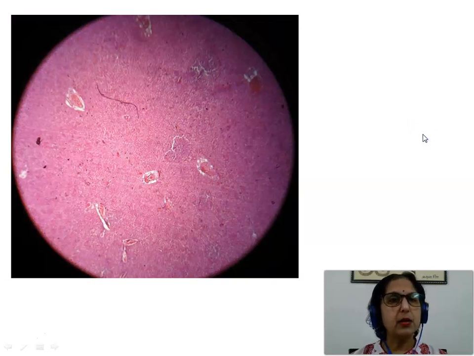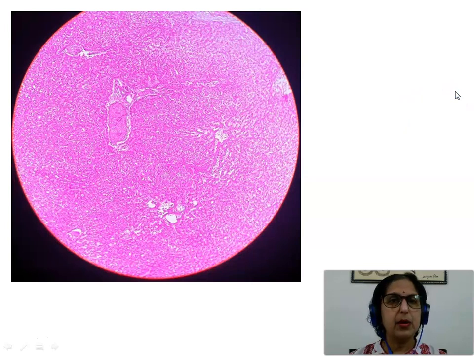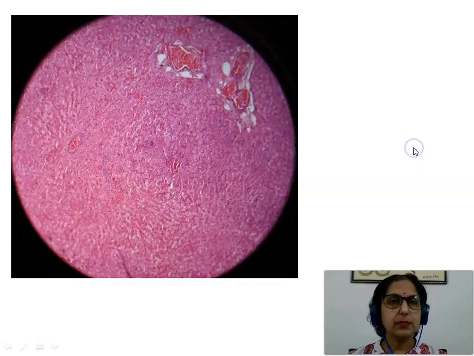Another low power view showing us the slide of liver, where we again see the central vein and radiating cords of hepatocytes going towards the portal triad. A high power view of the slide of liver showing us the central vein, and hepatocytes as radiating cords or plates going towards the angles where we see the presence of the portal triad. Another high power view showing us the central vein and the portal triad having the three structures.